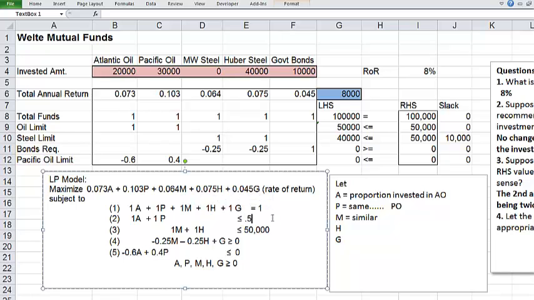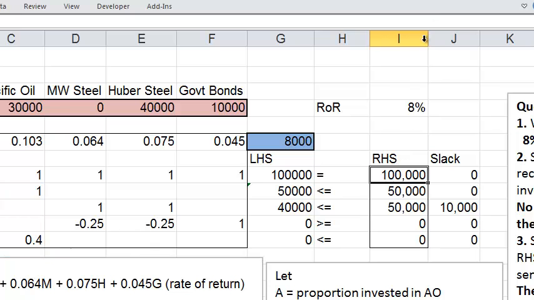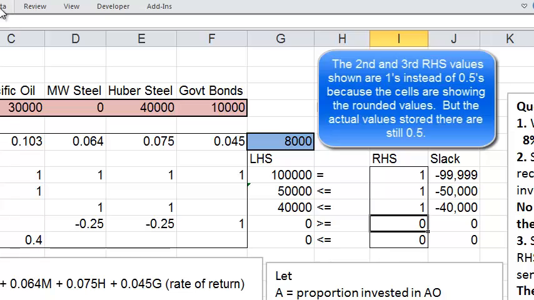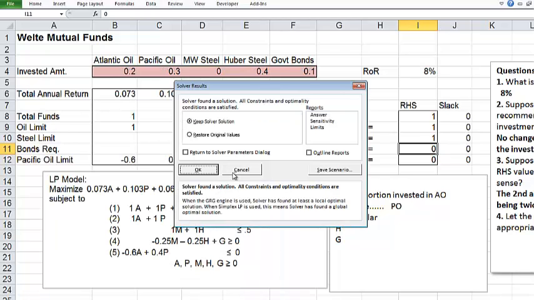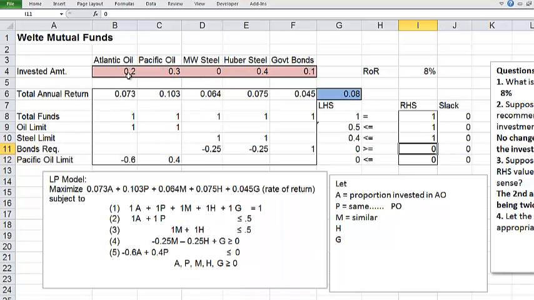So no more than 50%. And steel industry, no more than 50%. And these will remain the same. So now we just need to change the right-hand sides here. Then run solver to get the solution in terms of the new decision variables. Okay, there it is. So these do correspond to the solutions we had before. Before we had 20,000, 30,000, 0, 40,000, and 10,000. So these numbers are now expressed in terms of the proportions rather than the dollar amounts.